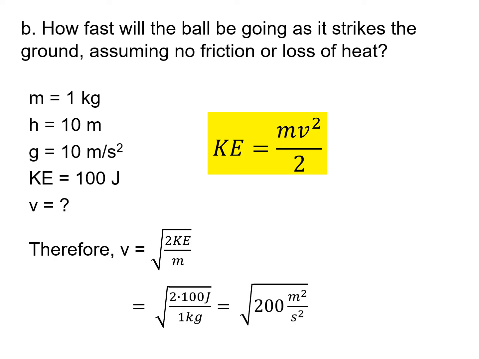The square root of 200 is about 14. It's not exactly 14, but that's close enough for our purposes since we don't have very many significant figures here. So just before the ball strikes the ground, it should be going about 14 meters per second if you take it up to 10 meters high and assume there is no air resistance.